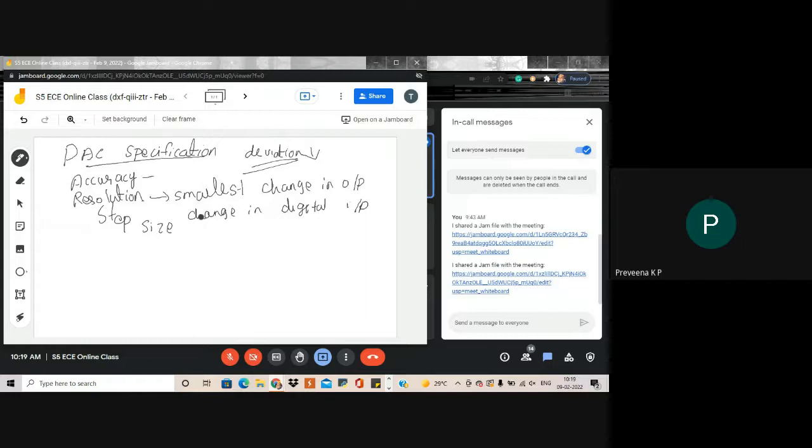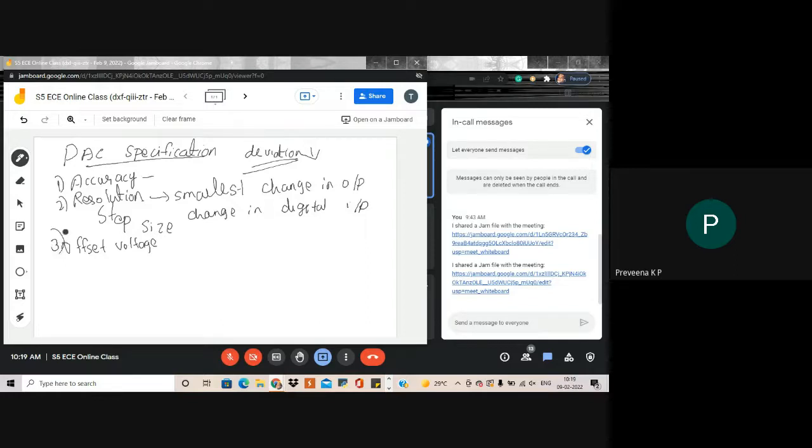So next is offset voltage. Next specification is offset voltage. What do you mean by this? This is the first one, this is the second, and next is the offset voltage.